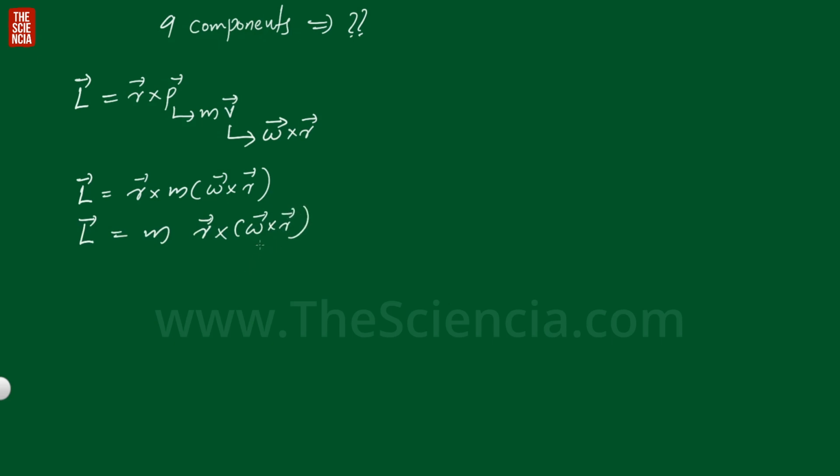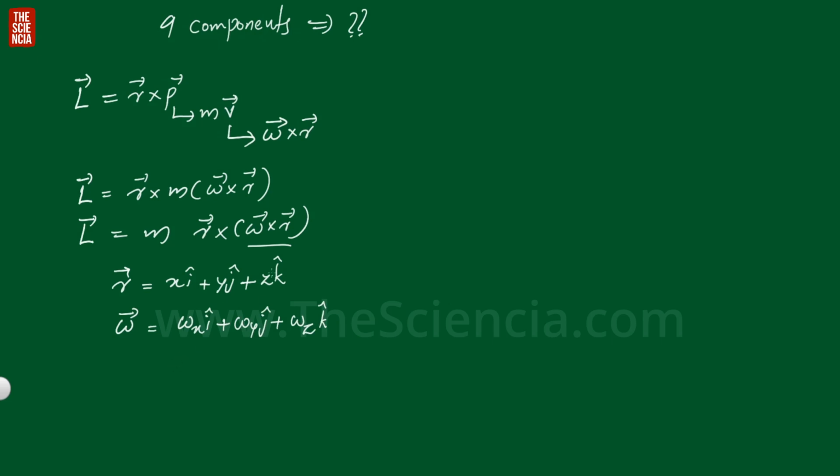Now I want to find out omega cross r vector. I think you know what the r vector is in Cartesian coordinates. It is equal to xi plus yj plus zk. These are the unit vectors, right? And you know the omega vector is equal to omega x i plus omega y j plus omega z k.